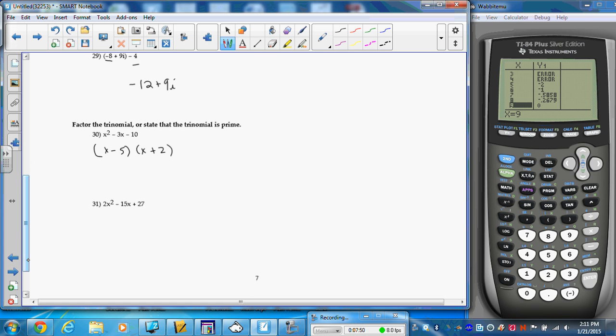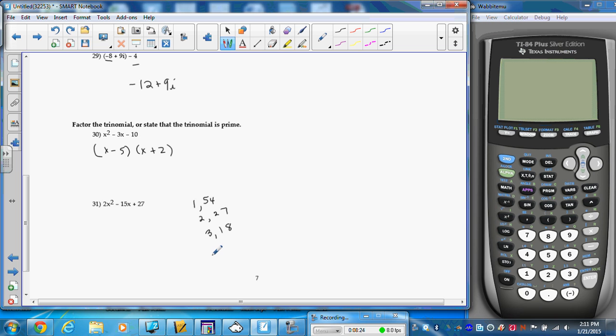Now this one's a little more complex because there's a leading coefficient. So 2 times 27 is 54, so we're looking for factors of 54 that add or subtract to give me 15. So factors of 54 are 1 and 54, 2 and 27, 3 goes into 54. How many times does 3 go into 54? 18, so 3 and 18, that might be our winner, huh?